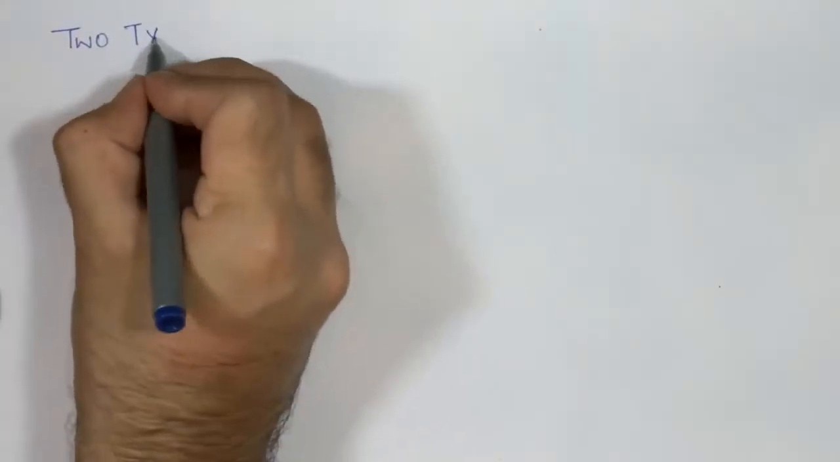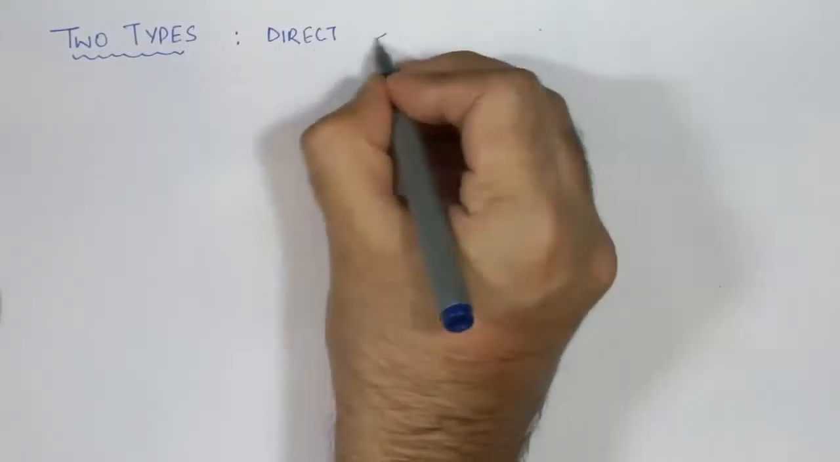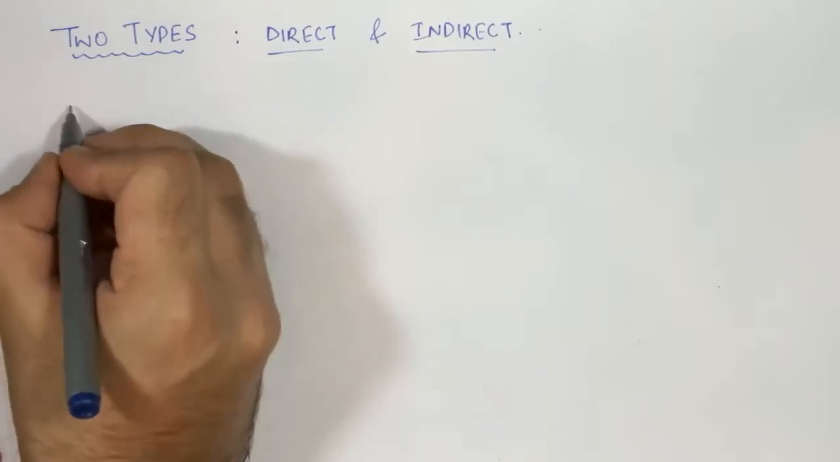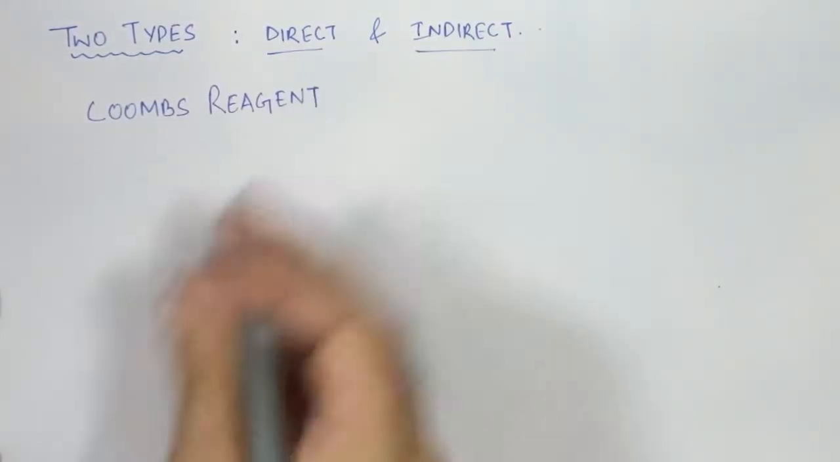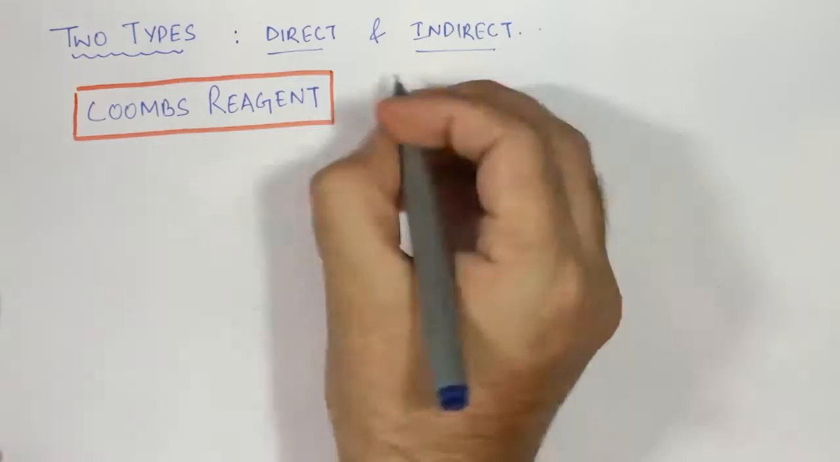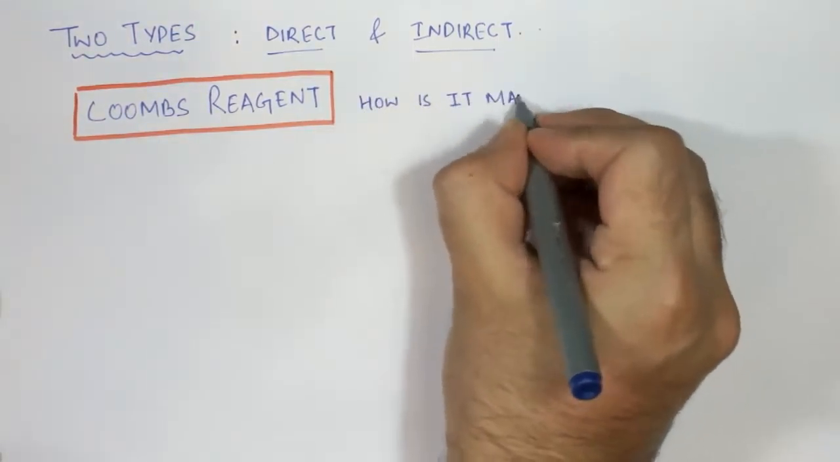So there are two types of Coombs test, the direct type and the indirect type. And the common thing in both of them is the Coombs reagent. And it is very important to understand the Coombs reagent, how it is made, what is it, to understand the basics of the Coombs test. So let's first understand how is the Coombs reagent made.